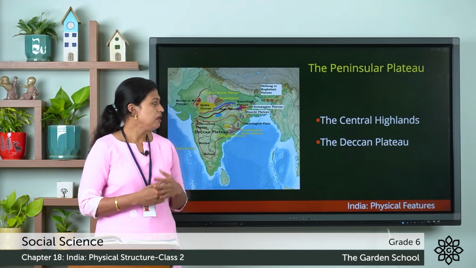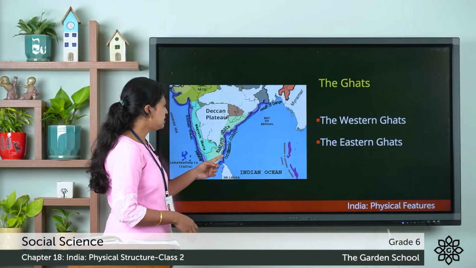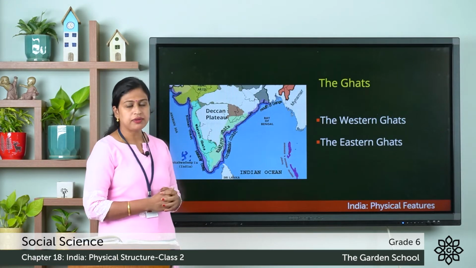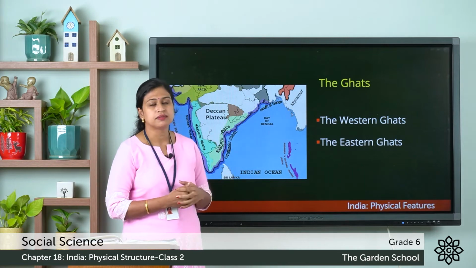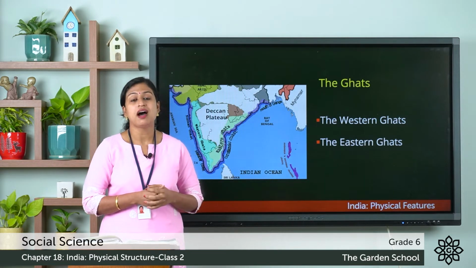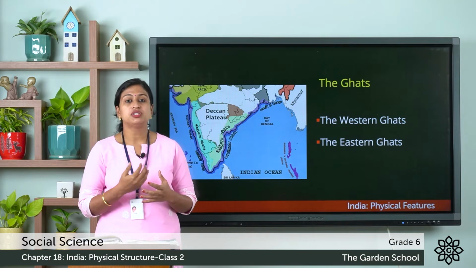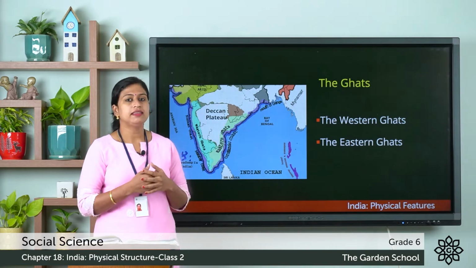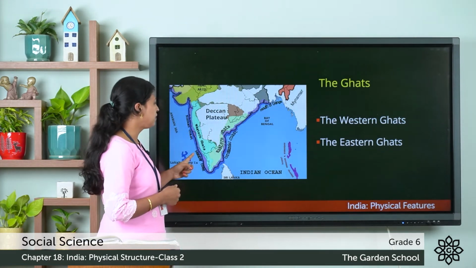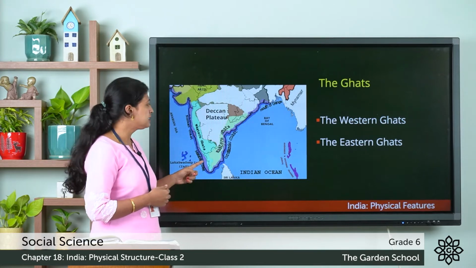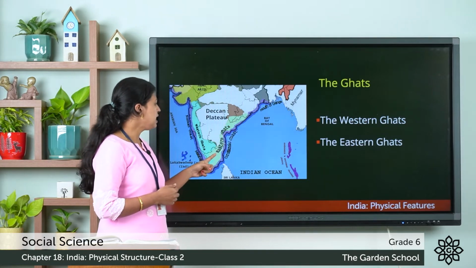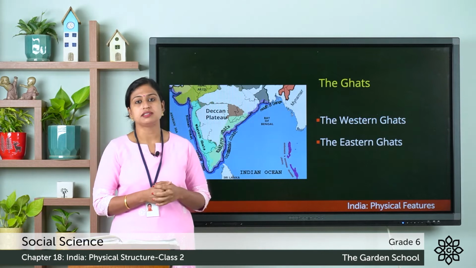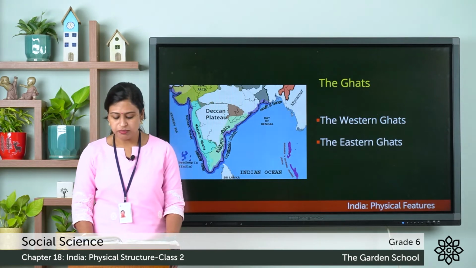Now at the western and the eastern edge of this Deccan Plateau, we have the Ghats. So what do you understand by Ghats? Ghats means a chain of hills. So at the western edge of the Deccan Plateau, we have the Western Ghats, and at the eastern edge, we have the Eastern Ghats. So, let's discuss them one by one.